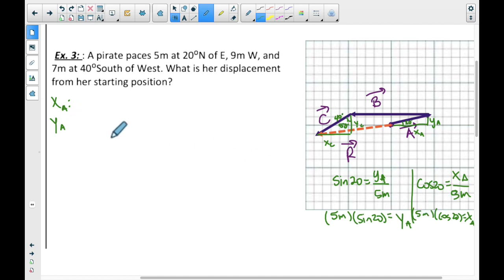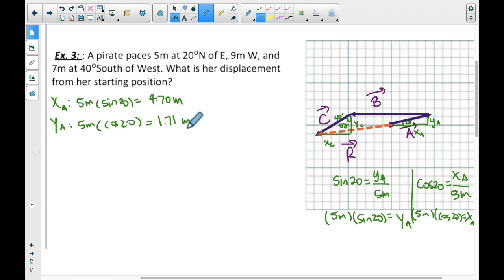All right, that's what I'm going to put over here. If you just want to leave it here, that's fine. But what I'm going to say is X sub A is 5 meters times the sine of 20. And Y sub A is 5 meters times the cosine of 20. Now I'm going to go to my calculator. I'm going to multiply those out and see what I get. All right, I'm getting 4.70 for X sub A and 1.71 for Y sub A.